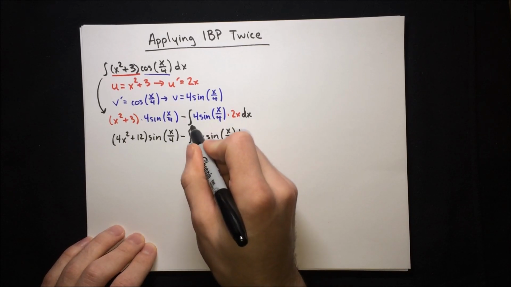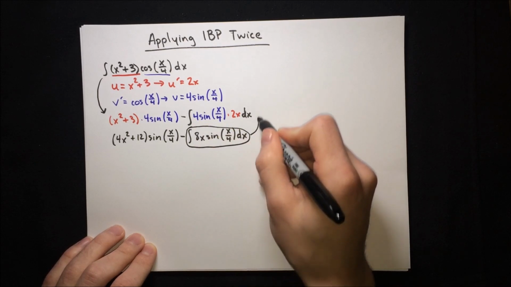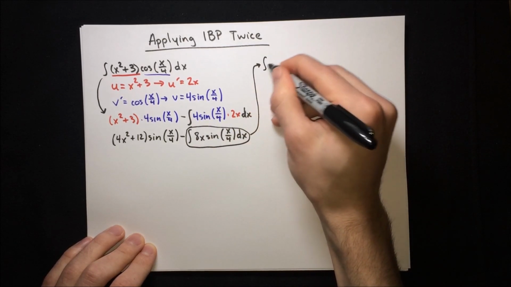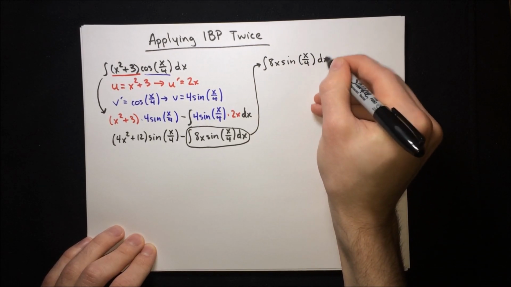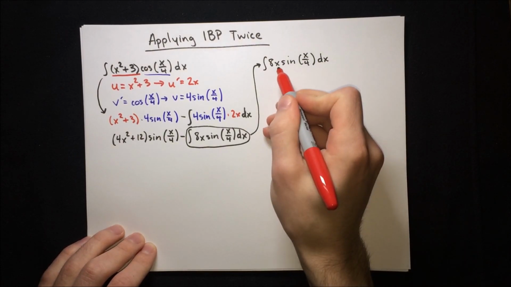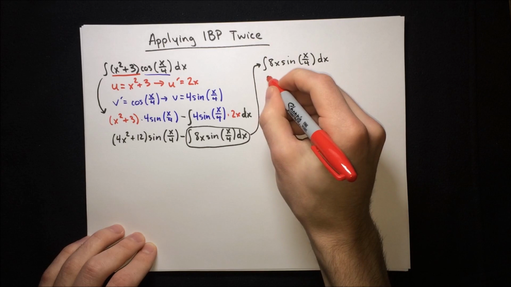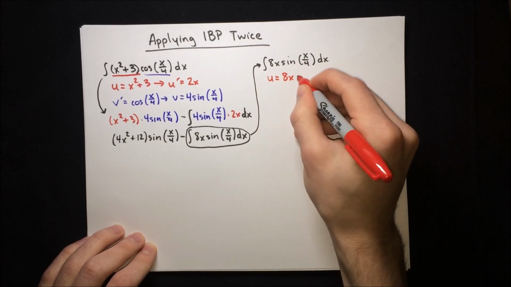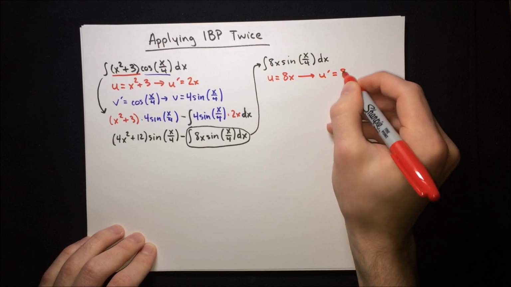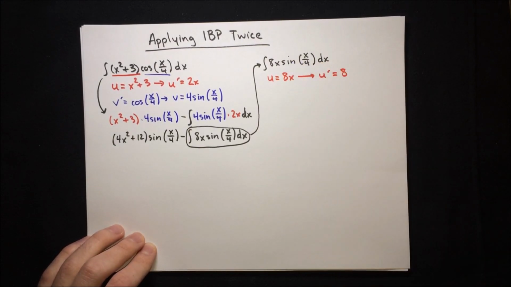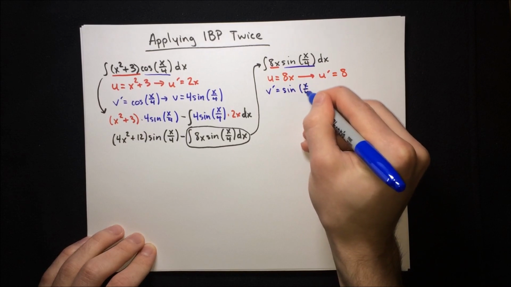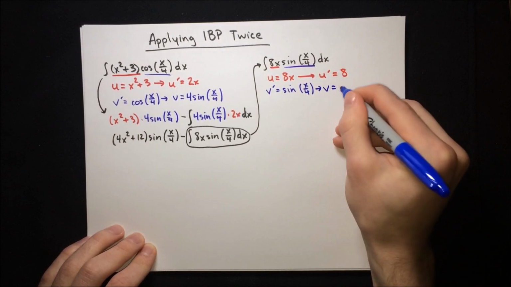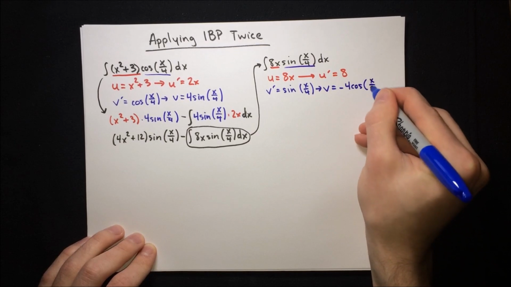Now this integral is still pretty tricky to solve, but we can solve it through integration by parts. So we're going to take this integral, we'll put it up here, and we'll do another round of integration by parts. We'll get this 8x term down to 8 by differentiating. So we'll set u equals 8x and then have u prime equals 8. And then we'll set v prime to be sine of x over 4. So that way v is negative 4 cosine of x over 4.